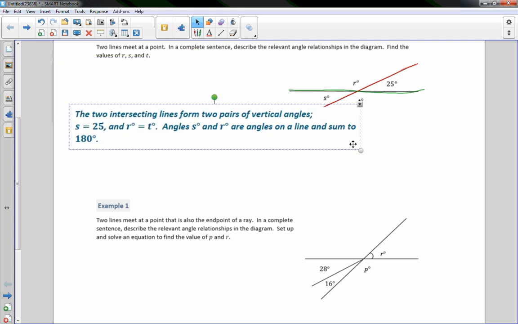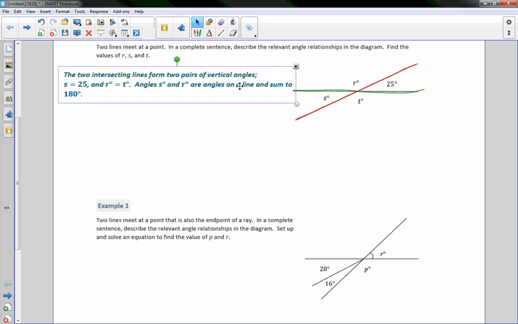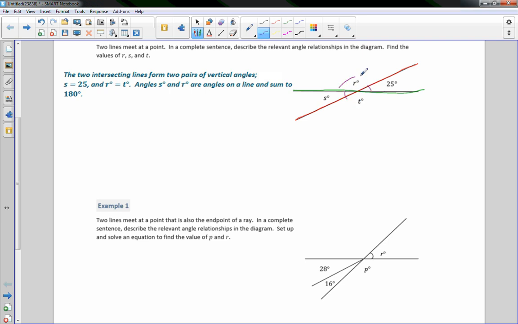And here it is. There is the answer to that question. The two intersecting lines form two pairs of vertical angles. So this is a vertical angle to that, and this is a vertical angle to this. S equals 25 degrees since vertical angles are congruent, and angle R is equal to angle T. Angles S and R are angles on a line that add up to 180 degrees. So we would say S plus R equals 180 degrees.